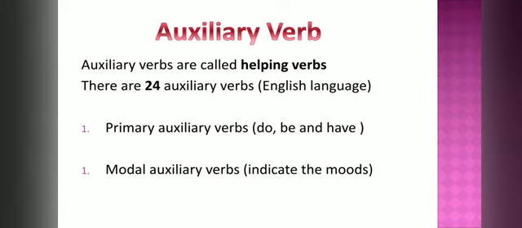They are divided into two different types. One is primary auxiliary verb. Another one is modal auxiliary verbs. The primary auxiliary verbs exist in three different forms. They are do form, be form, and have form. The modal auxiliary verbs indicate the moods of the speaker or the writer.